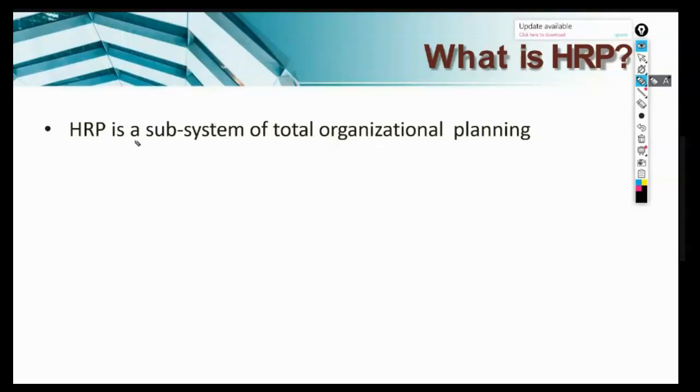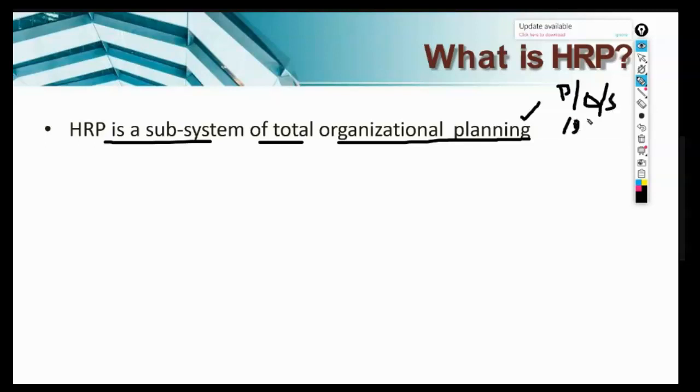So human resource planning is a subsystem of the total organization planning. So we all know that every organization has some management functions. For example, they do planning, they do organizing, they do staffing, they do directing, they do controlling, right? We talked about this in yesterday's lecture.